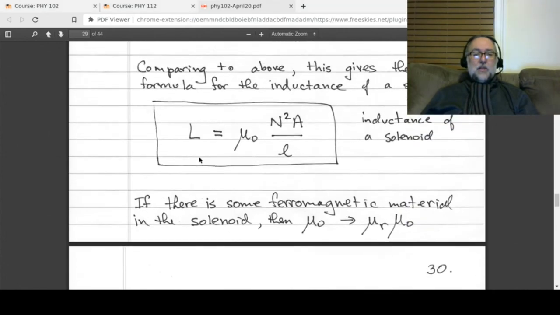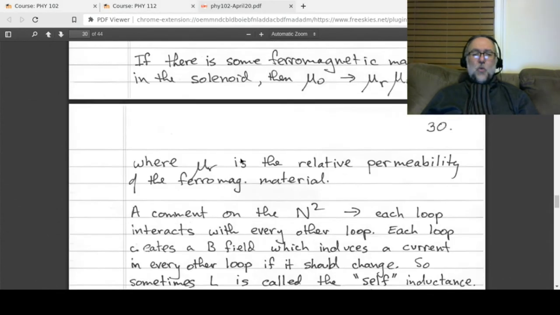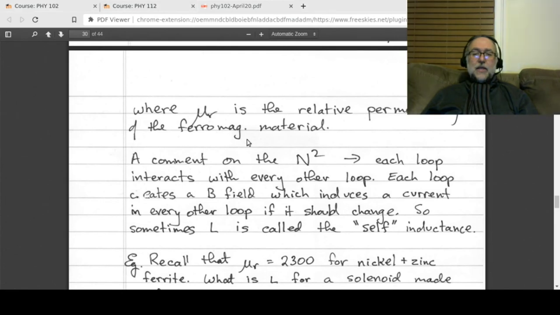Just one comment about this formula, you'll notice this N squared there, and you go, why is it N squared? And the reason is that oftentimes inductance is called self-inductance, and you go, why is it called self-inductance? So you have to think about it this way: each loop interacts with every other loop. Okay, so it's like the loops are influencing one another. How? Well, each loop, because it carries a current, creates a B field. Okay, so the loops are creating the B field.